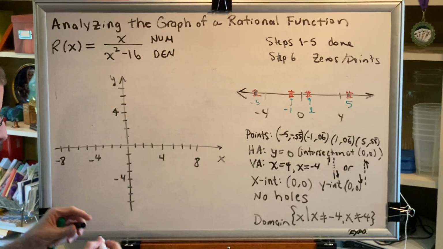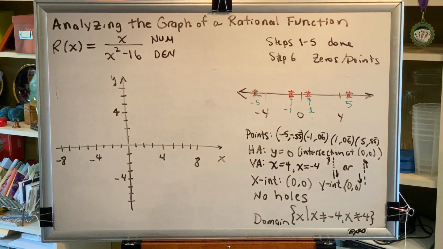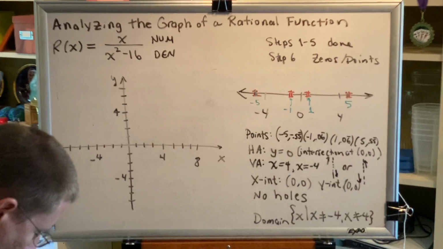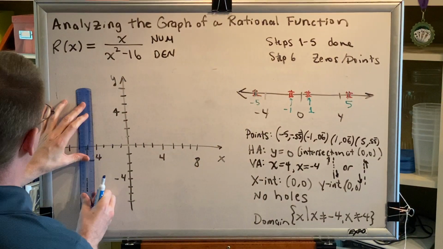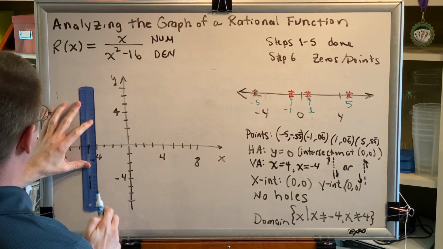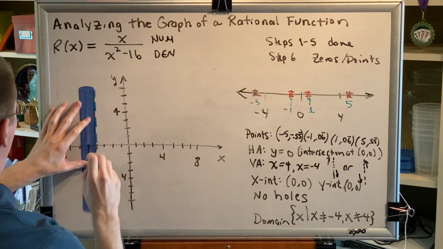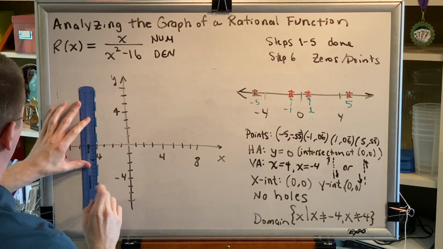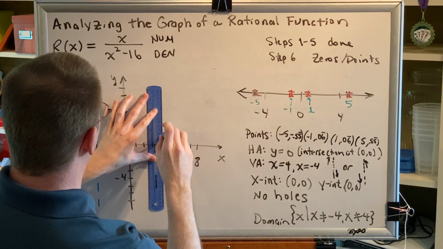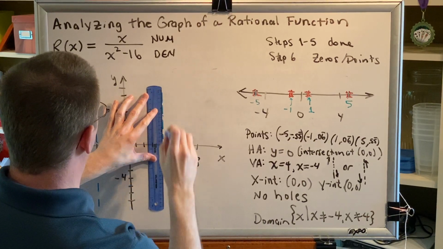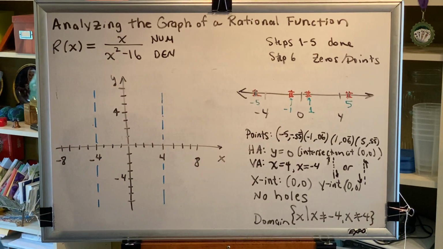Okay, let's begin with the asymptotes. We got a couple of those. So we have vertical asymptotes, 2 of those, x equals 4 and x equals -4. So let's draw those. X equals 4 is a vertical line. X equals -4 is a vertical line. So we're going to get 2 vertical lines here. All right, there's the 2 vertical asymptotes.